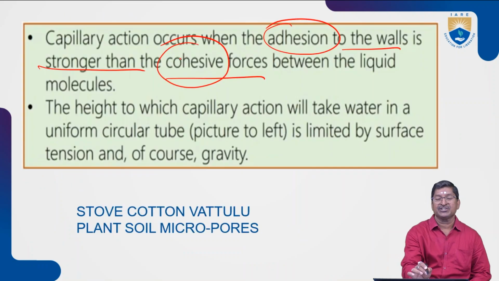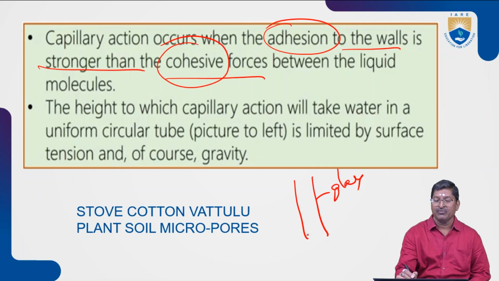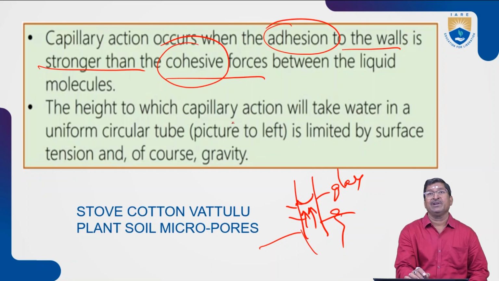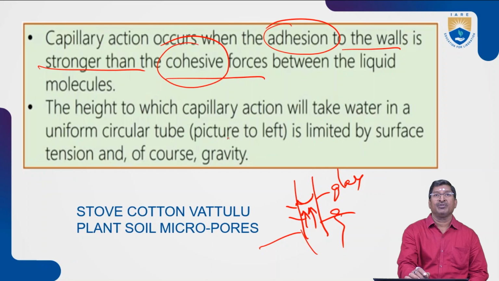So you can see here, capillarity action occurs when the adhesion to the walls is stronger. Adhesion means, if this is a glass and you keep this small tube inside the water, the water will rise here because there is more attraction between the glass material and the water material. Because that is adhesion, more adhesion, that's why the water level is rising here. The height to which capillarity action will take water in a uniform circular tube is limited by the surface tension and of course gravity.